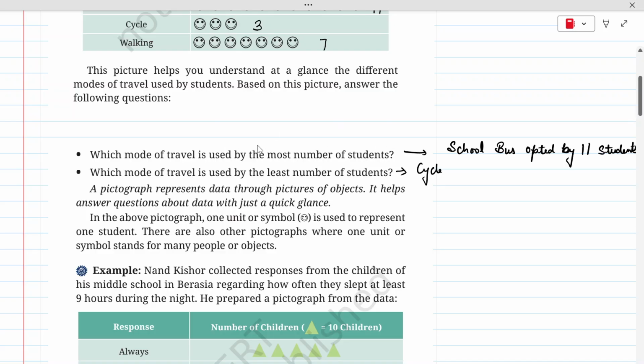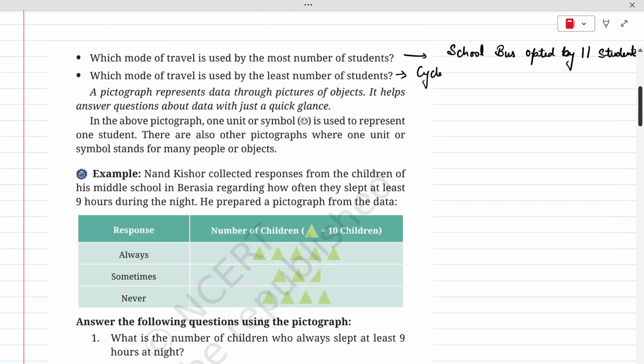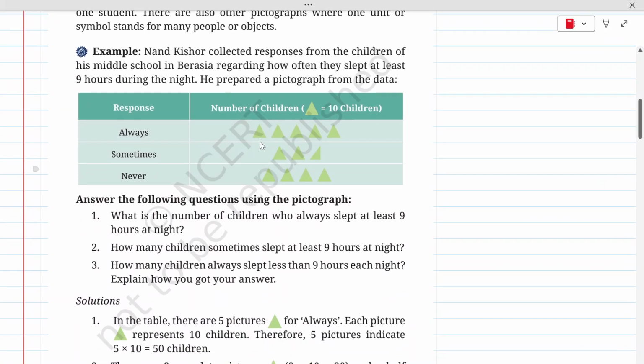Now, in the above pictograph, one unit or symbol, smiley, is used to represent one student. There are also other pictographs where one unit or symbol stands for many people or objects. So again, kids, we have done a similar question in our grade 5 where one object is used to represent more number of things. Like here in this particular table, we have triangle, and here each triangle is representing 10 children. Okay, so let us go through this table.